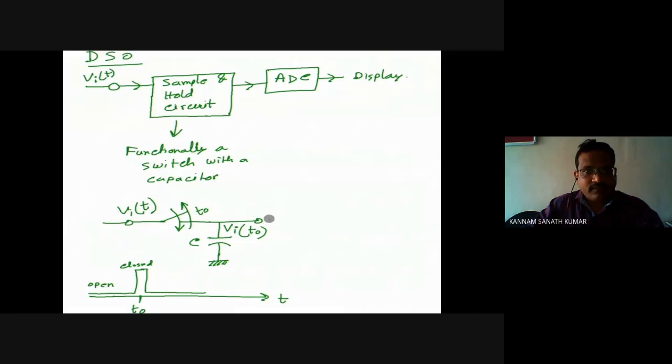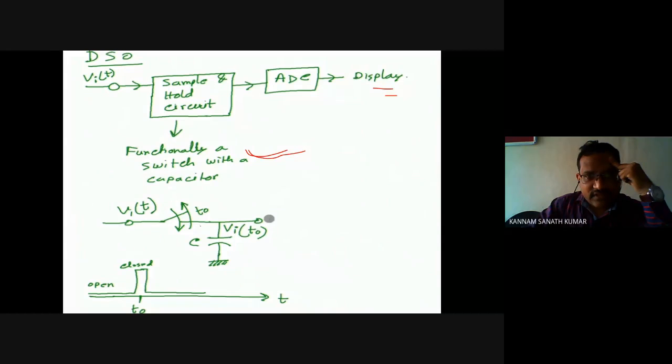Coming to the basic block diagram, a digital storage oscilloscope consists of a sample and hold circuit, ADC, and display. Functionally, what is the sample and hold circuit? It's a switch with a capacitor.